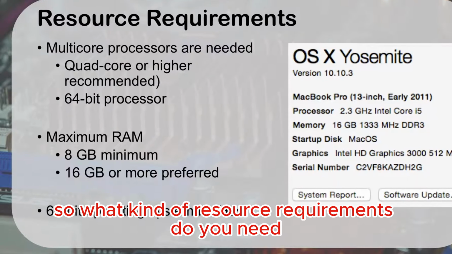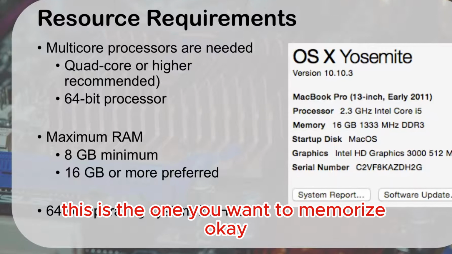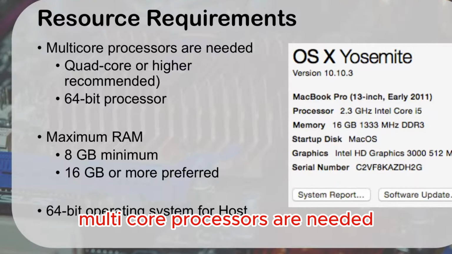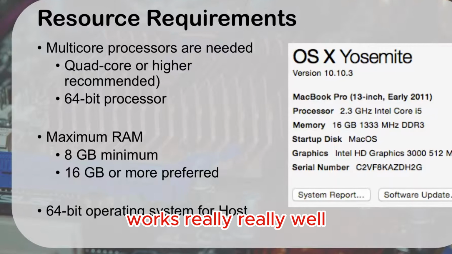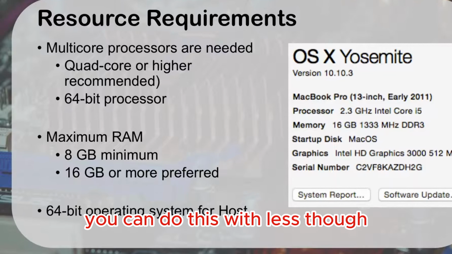So what kind of resource requirements do you need? This is the important slide. This is the one you want to memorize, okay? Multi-core processors are needed. You want to have a quad-core or higher processor. It works really, really well. You can do this with less, though.